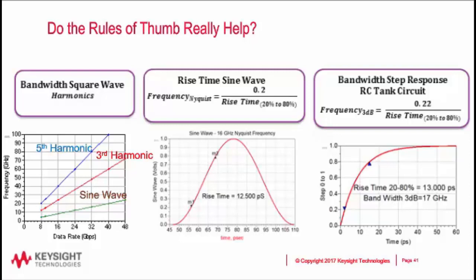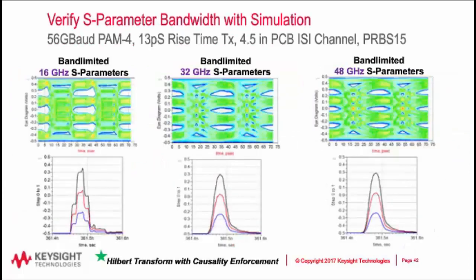It turns out that this bandwidth from the step response of an RC tank circuit gives you roughly a frequency of around 17 gigahertz, which, as you'll see in the next slide, is not enough bandwidth, while the third harmonic may actually be too much bandwidth. So one of the things I found very quickly is that the amount of bandwidth you need depends on the rise time of your transmitter.